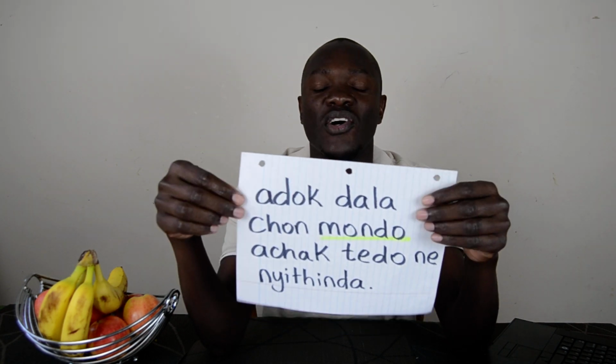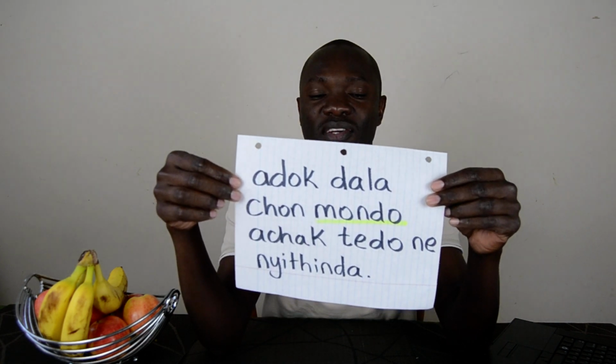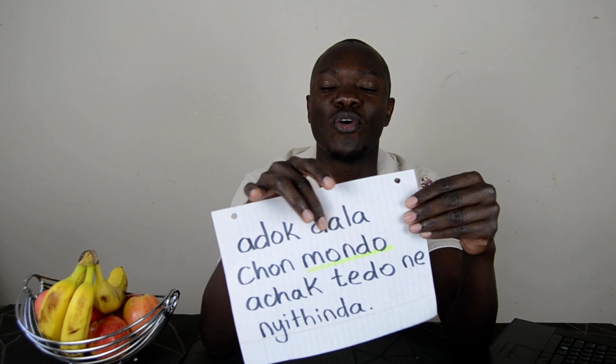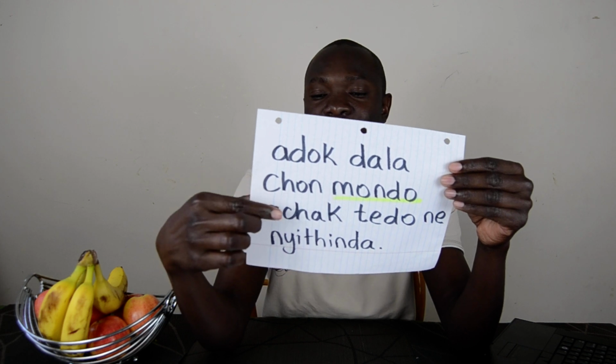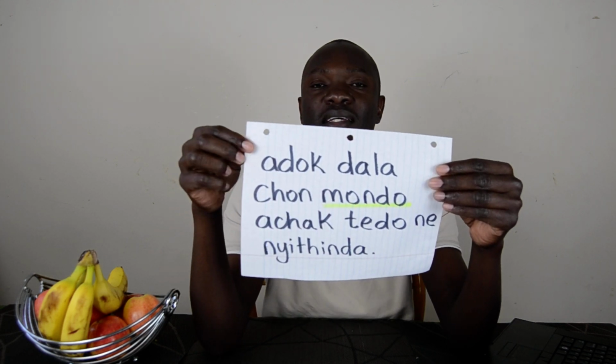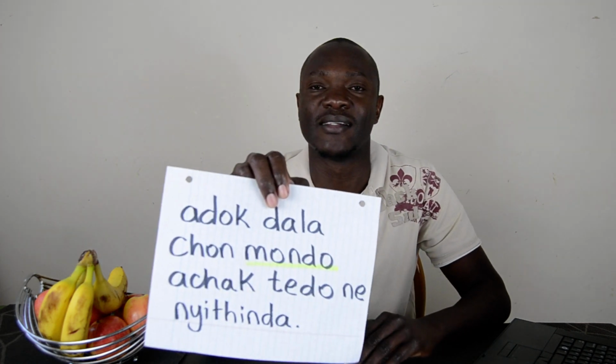An example in a sentence. Adok dala chon, mondo achak tedo ne nyithinda. I'm going back home early so that I can start cooking for my kids. So achak, start cooking, tedo ne, to my kids, nyithinda. Okay.